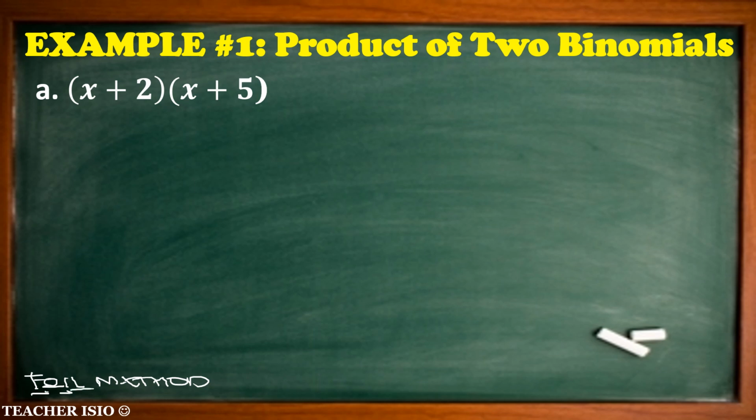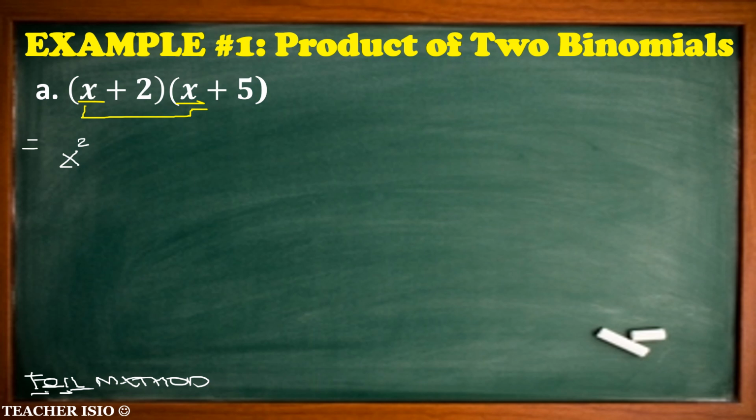So we have x plus 2 times x plus 5. So using FOIL method, ang kunin muna natin, we have the first term. So this is our first term. Yan. So what is x times x? So we have x squared. Okay? Let's continue. We're done na sa first term.